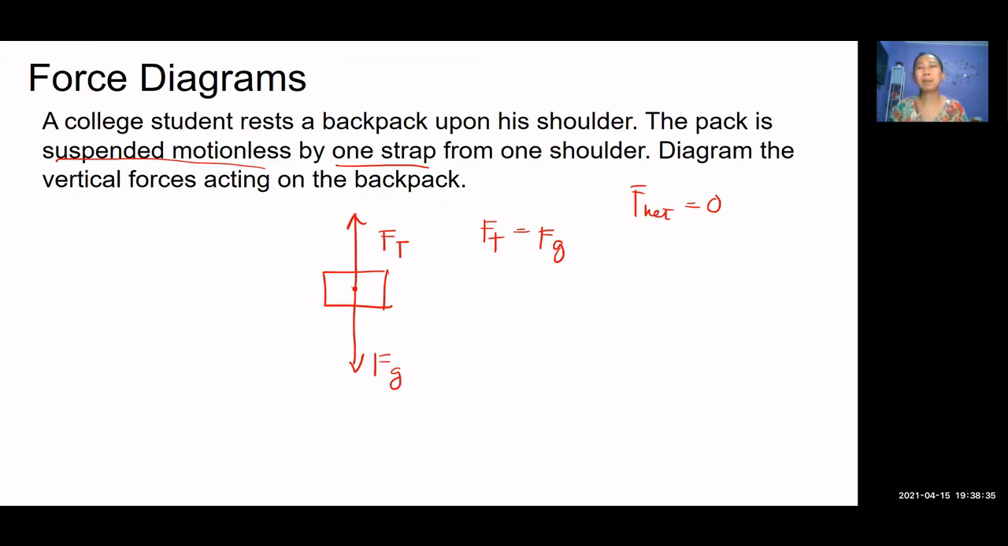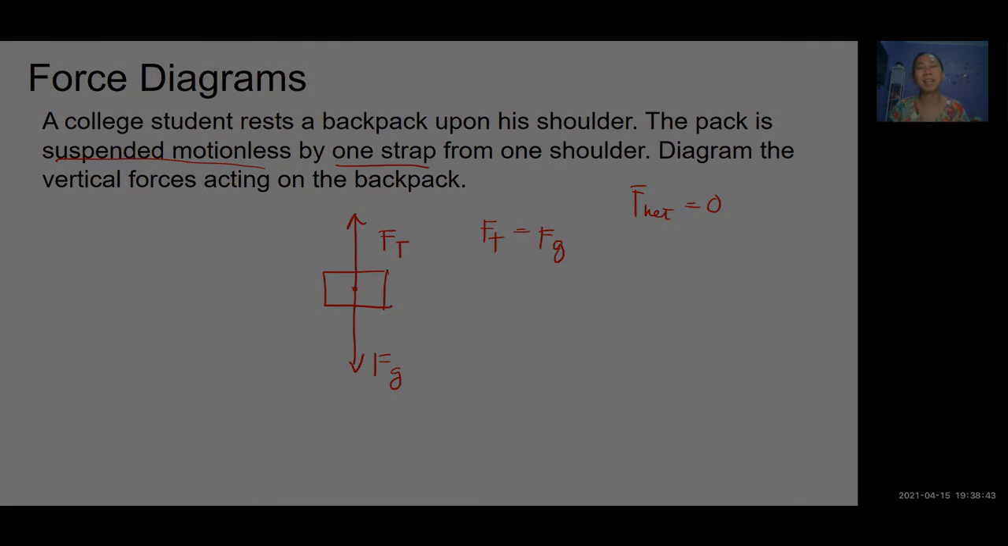So for my next video, panoorin niyo po kung paano natin gagamitin yung force diagrams para makapag-solve ng mga problems related to net force and to find the acceleration of an object.